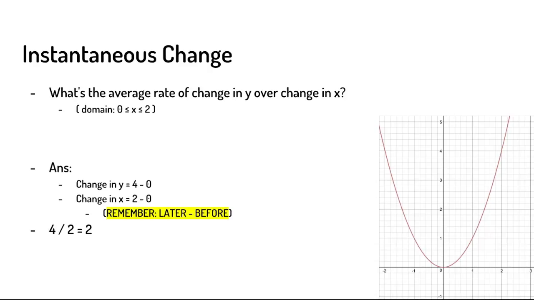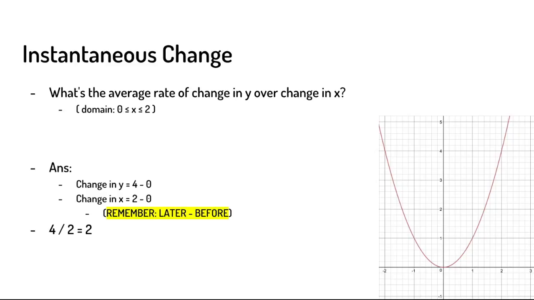Let's check it. The change in y is from 0 to 4, because when x is equal to 0, y is 0, and when x is equal to 2, y is 4. So 4 minus 0 is equal to 4. The change in x is 2 minus 0, the same way we did, and it's going to be 2.